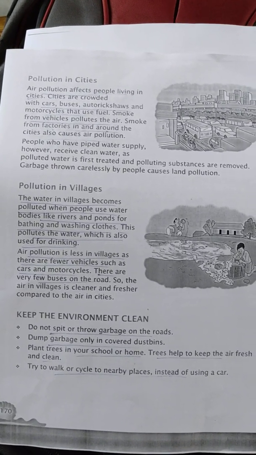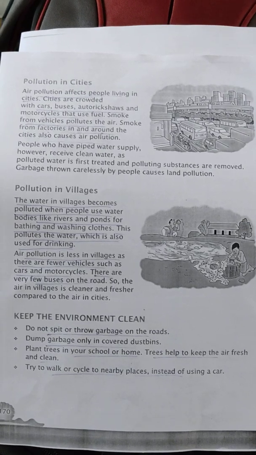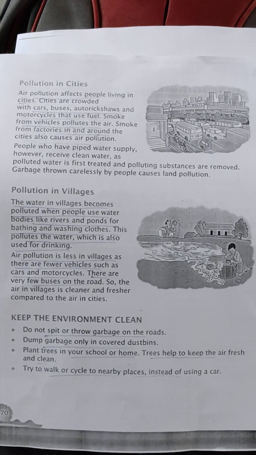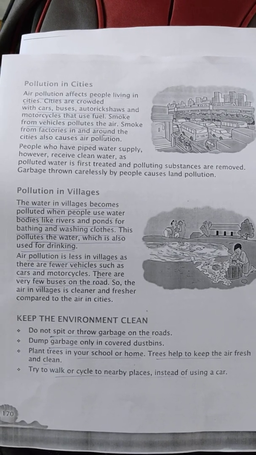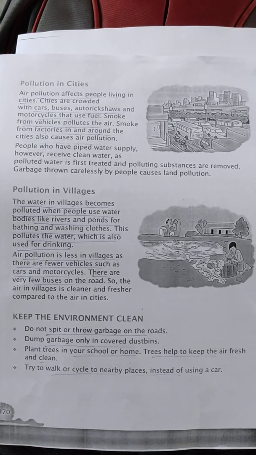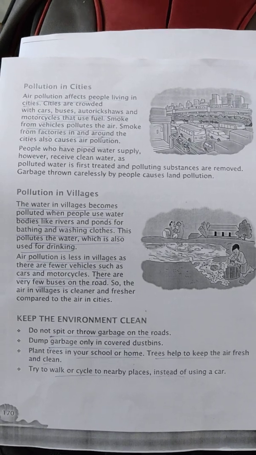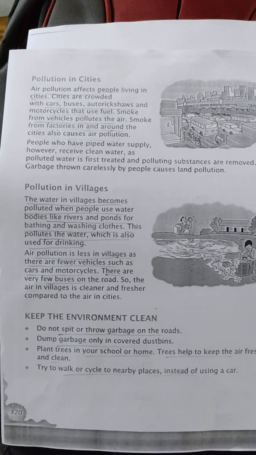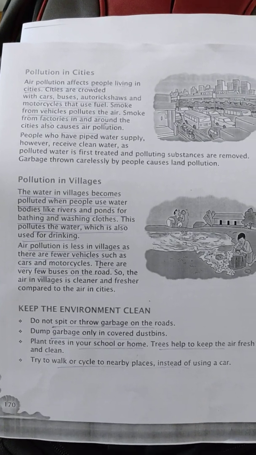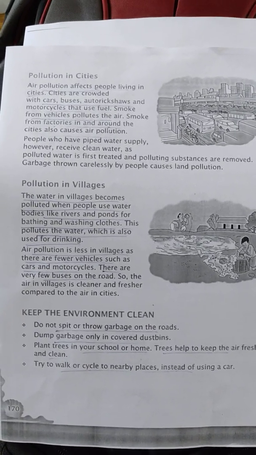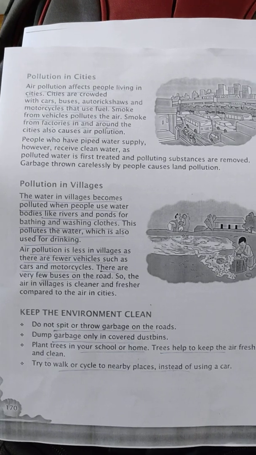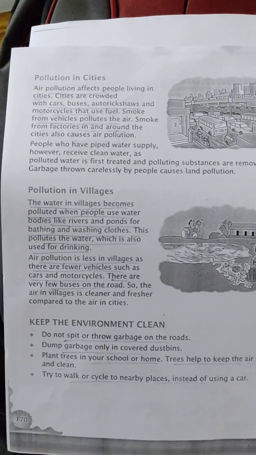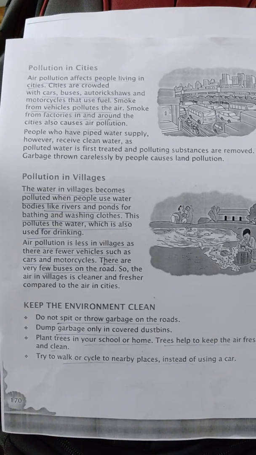Now see this, people who have piped water supply, however, receive clean water, as polluted water is first treated and polluting substances are removed. In the cities we have water supply in our homes, and this water is first purified, then only it reaches our home. Garbage thrown carelessly by people causes land pollution. When you are throwing the garbage in the open space, this causes land pollution.